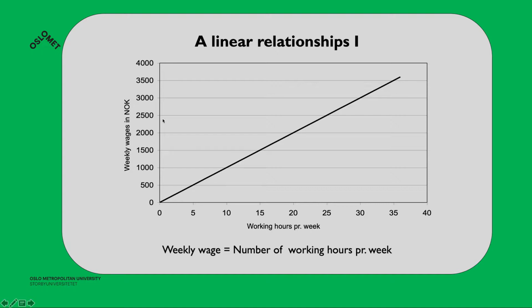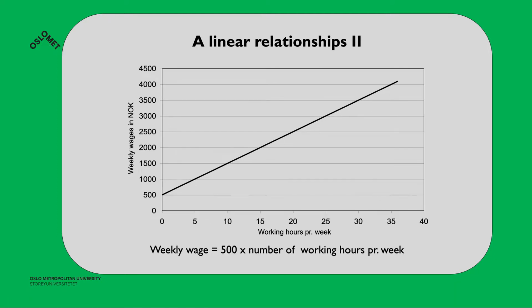So your weekly wage, the dependent variable, depends on the independent variable, which is working hours per week. So weekly wages is defined by the number of working hours per week. If you work 5 hours per week, you earn 500, and if you work 10 hours per week, you earn 1,000. And if you work 15 hours, you earn 1,500 Norwegian kroner per week. And if you don't work at all, it's 0.